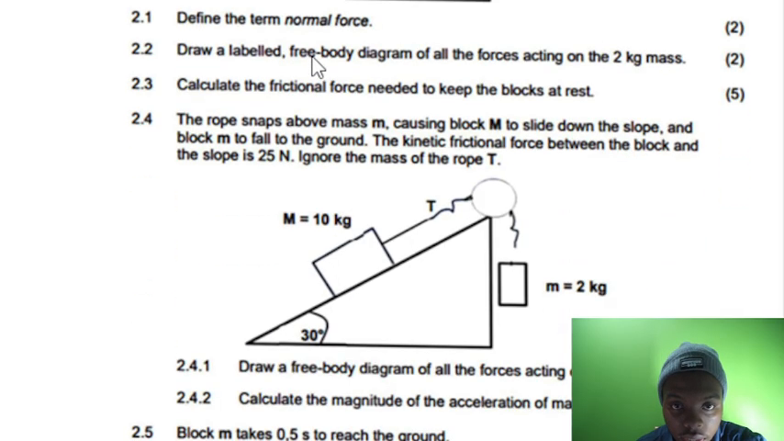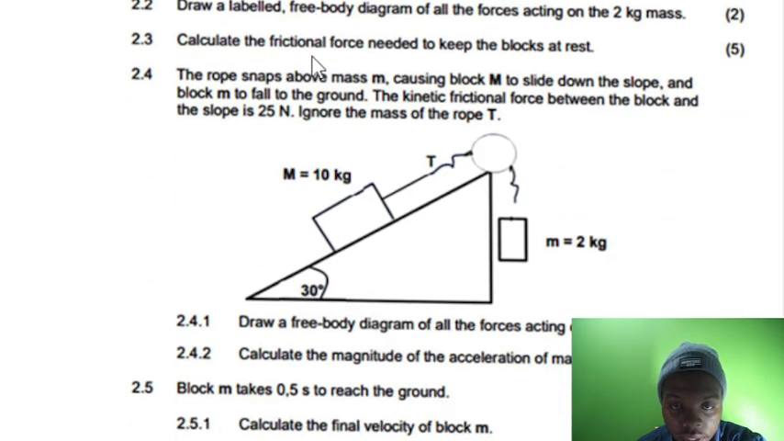Now they tell us that the rope snaps above mass m. They are just telling us that it snaps above the mass of 2 kg. So when the rope snaps, the 2 kg block will fall down, and with the 2 kg not there to hold the 10 kg back, the 10 kg will also slide down the incline. That's just by observing.